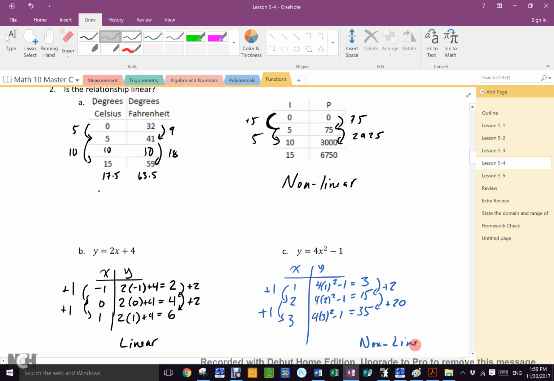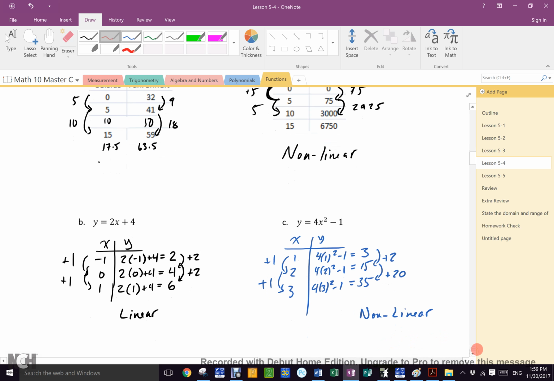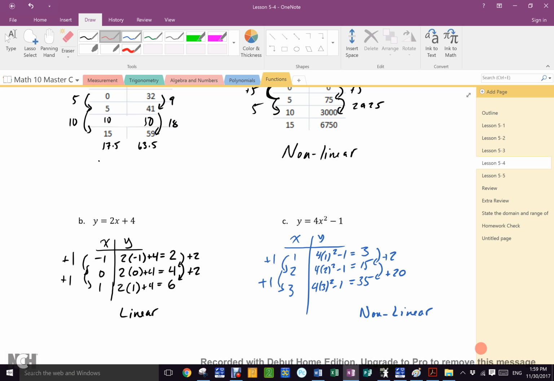Non-linear. Now, because you guys only like to hear about shortcuts, and you are now going to completely forget why this works, because I'm about to tell you the shortcut, what do you notice is the only difference between that equation and that equation? Exponent. Exponents are non-linear. Always.